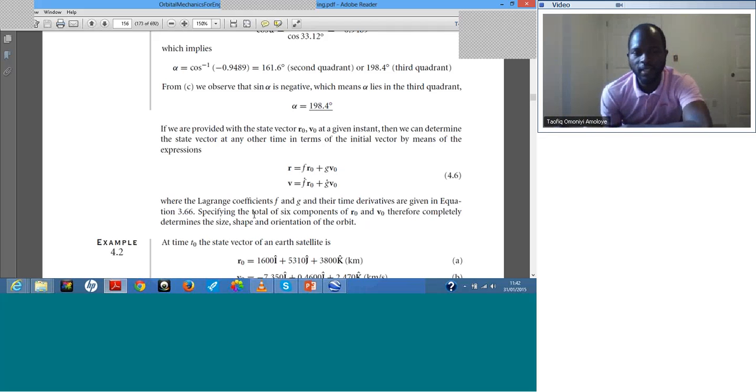So specifying the total of 6 components of R0, V0 therefore completely determines the size, shape, and orientation of the orbit. So that means in order to describe the orbit, the size, shape, and orientation, we need some initial values, and then we can use the Lagrange coefficients, and then we can also get the declination and then the right ascension.